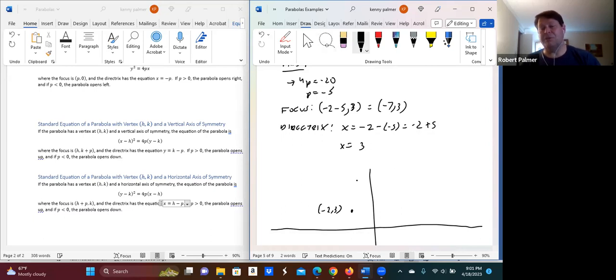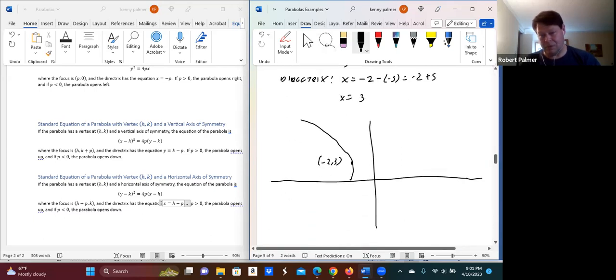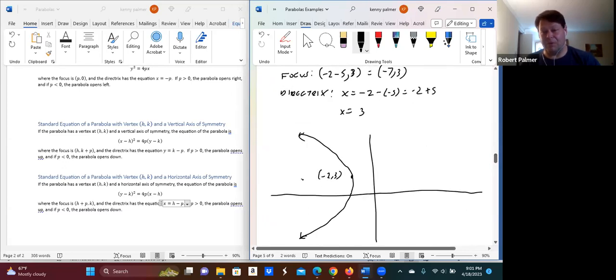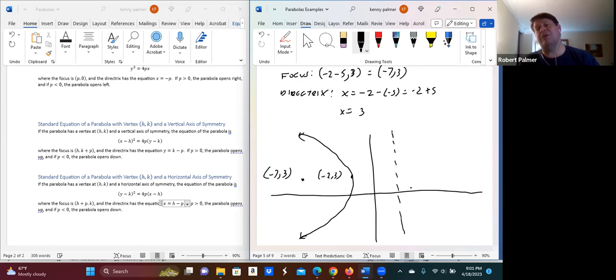Okay, so it also said opens to the left. So it should look something kind of like this. Okay, the focus then is negative 7, 3. It's going to be over here pretty far. So negative 7, 3. Then the directrix is going to be x equals 3. This vertical line right here at x equals 3.